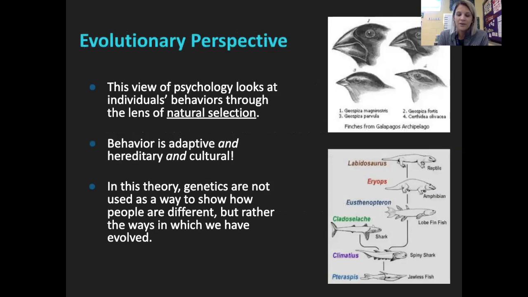And then finally, the evolutionary perspective. And this is all about looking at behaviors of individuals through the lens of natural selection, or the idea that certain traits will be passed down from generation to generation based on what has served the species the best. According to the evolutionary perspective, behavior is adaptive, meaning it can change, hereditary, you get it from your genetics, and influenced by culture.